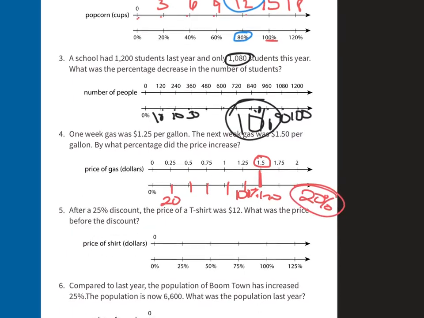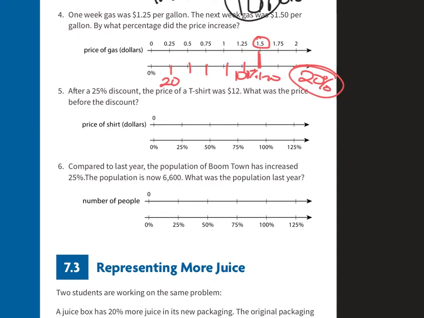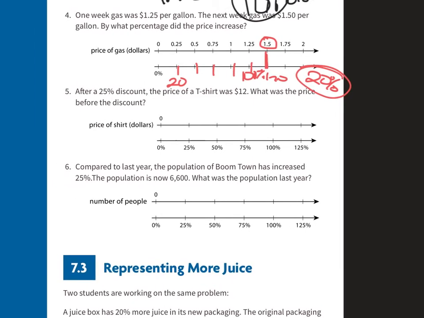Number 5, after a discount, the price of a t-shirt was $12. What was the price before the discount? So this is the new price. $12 is the new price. Okay, it's not the original price, it's the new price after 25% discount. So if you think 100 minus 25 is 75%. So 75% of the shirt was $12.